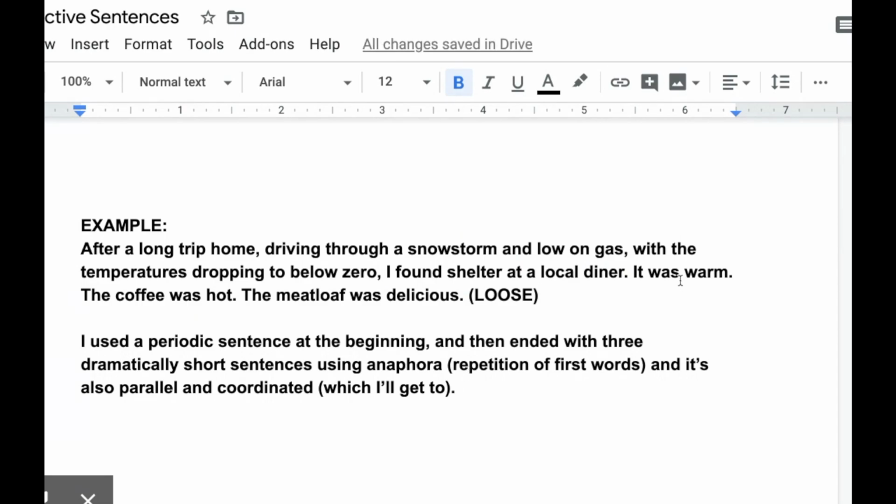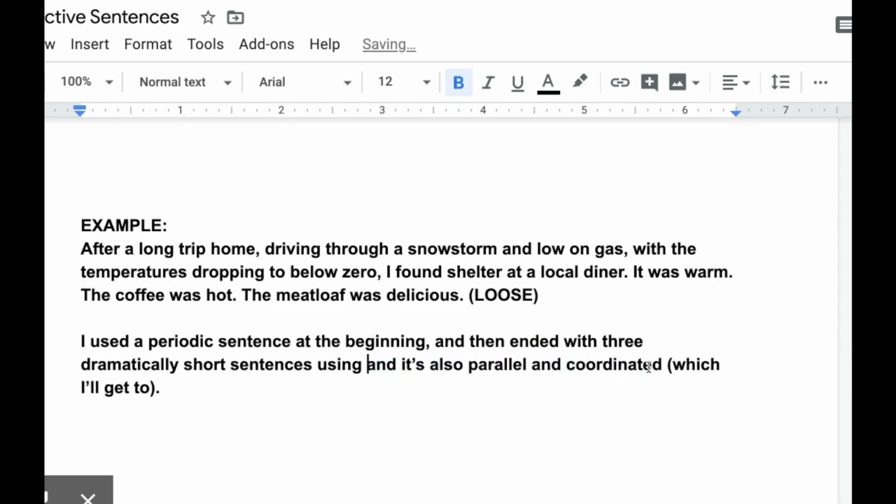It also starts with, it was warm, the coffee was hot, the meatloaf was delicious. So I'm gonna get rid of this anaphora because it's not really anaphora. I'm jumping the gun here, right? But it's parallel, all right? Because it was, the coffee was hot, meatloaf was delicious. I could write this like this.